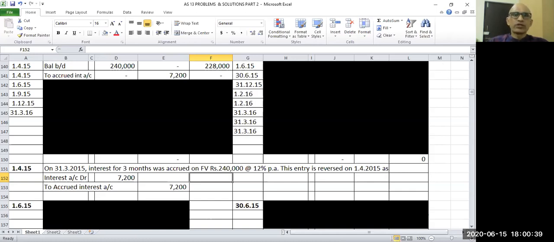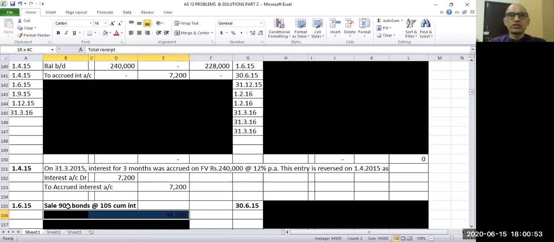On 1st of July 2015, we have sold 900 bonds and these are sold at cum interest price. So let us see step by step what is going to happen in this case. We have got 900 bonds sold at 105 rupees per bond cum interest. So let us find out the total amount received.